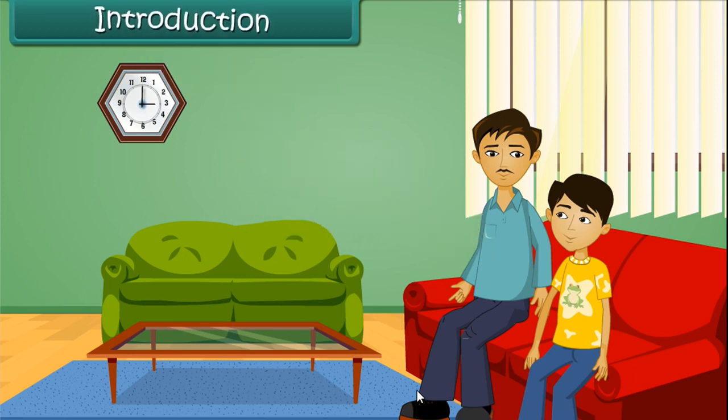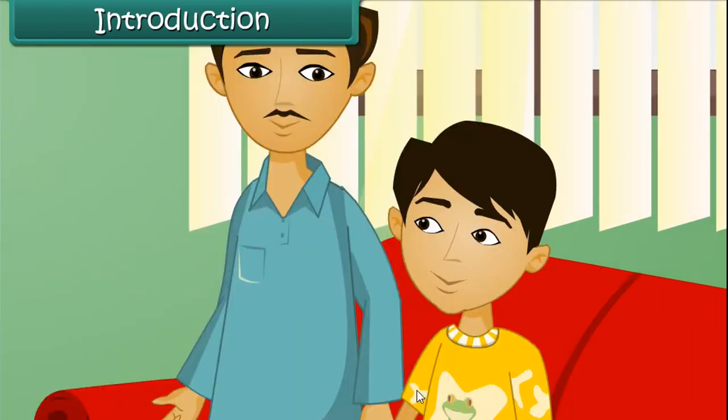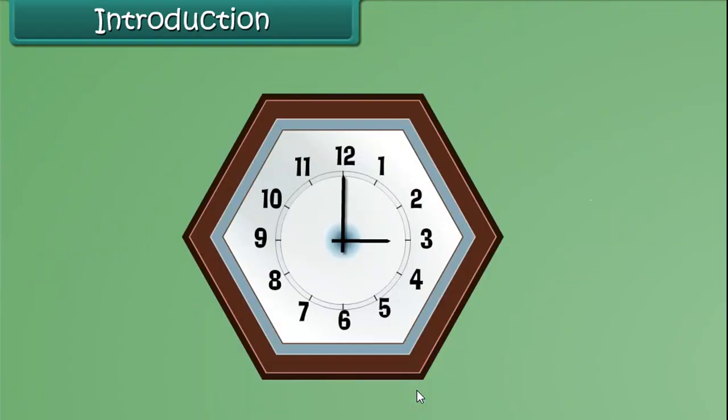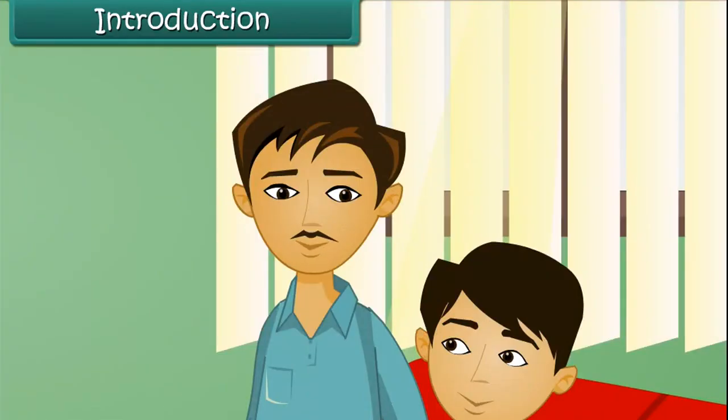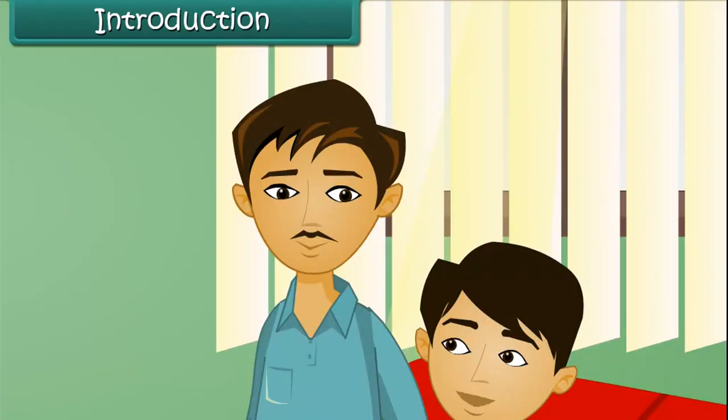Action. Why are you looking at the clock, Vijay? I am trying to make out the angle made by the hands of the clock, uncle. I see. So what angle do they make, Vijay? They make a right angle, uncle.